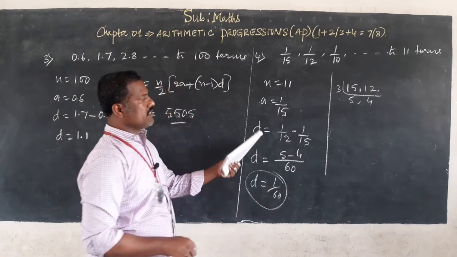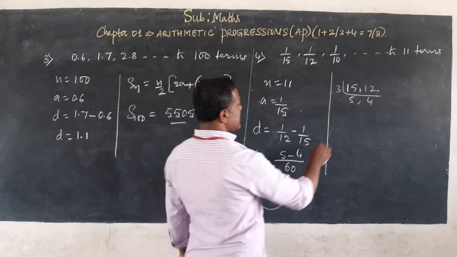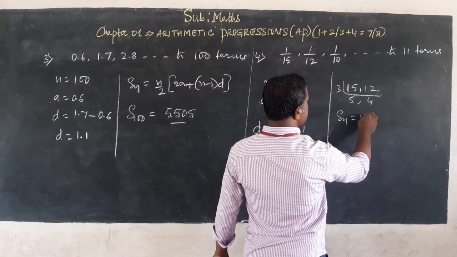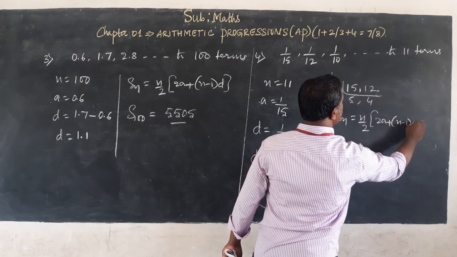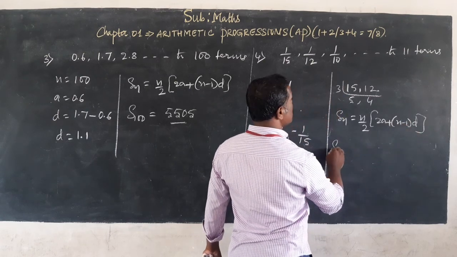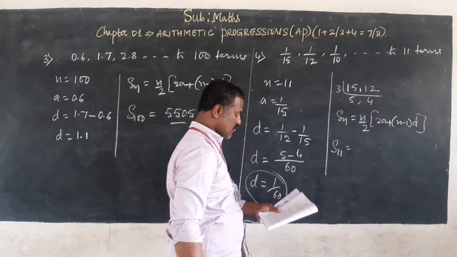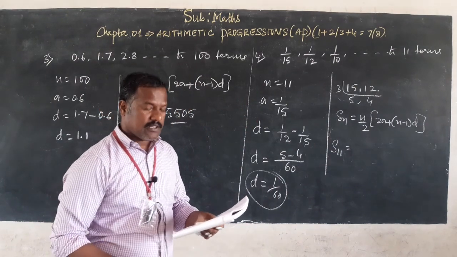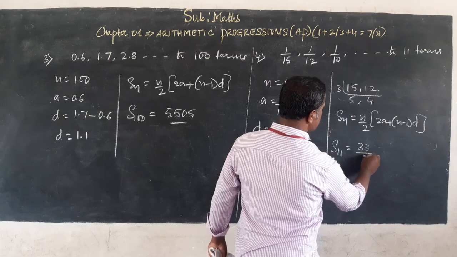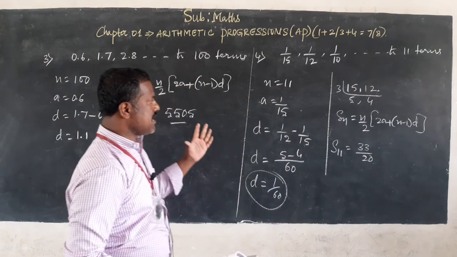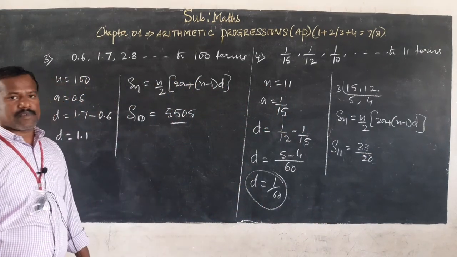Understand, children? As we know, use the formula Sn is equal to n by 2 into 2a plus of n minus 1 into d. So you will get S11, which is equal to, very simple, 33 divided by 20. Do it yourself. You will get the answers very easily. Understand, children?